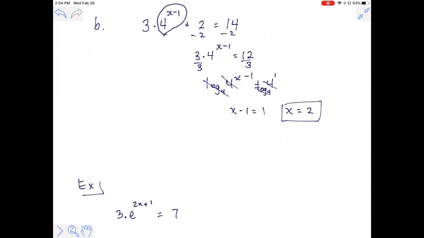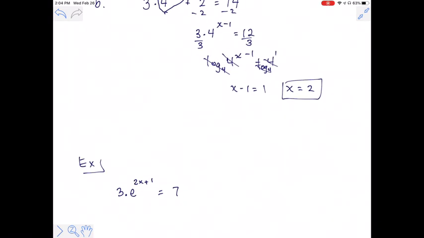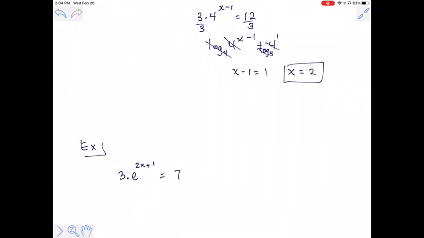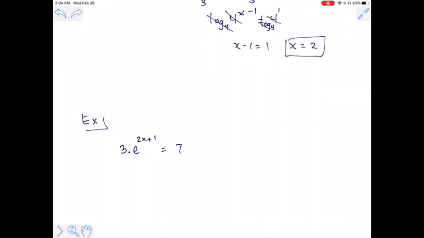You will see some exponential equations involving base e, or the natural number. But it's no different, same 3 steps. We need to isolate the exponential term. So in this case, e to the 2x plus 1, that is the exponential term. In order to isolate it, we're going to divide by 3. So we have e to the 2x plus 1 equals 7/3.